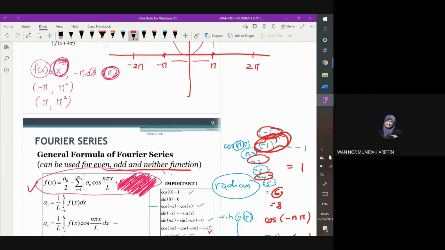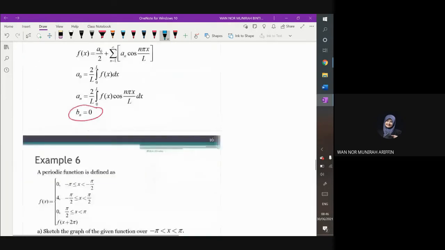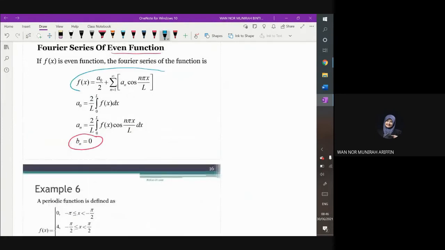So what are the coefficients that you need to find? They are a naught and an, so that you need to plug in into this formula. Don't forget the summation sign. Okay, so that is why we have like this, only this one. Okay, so you need to find out a naught and an.